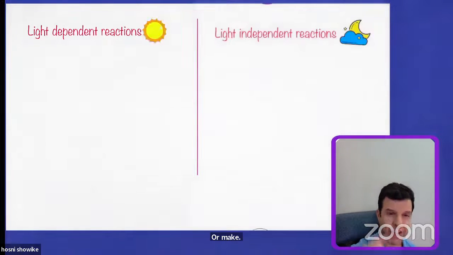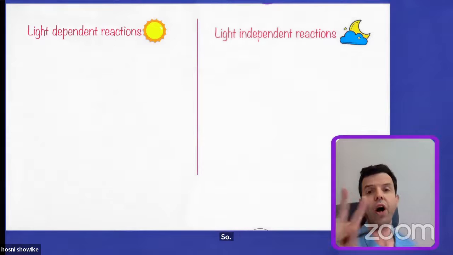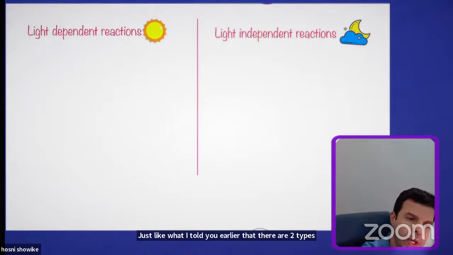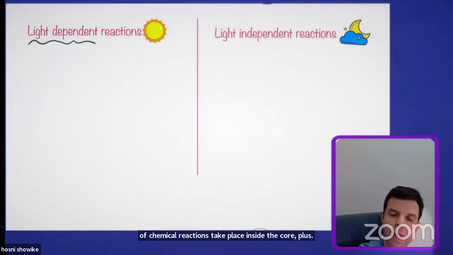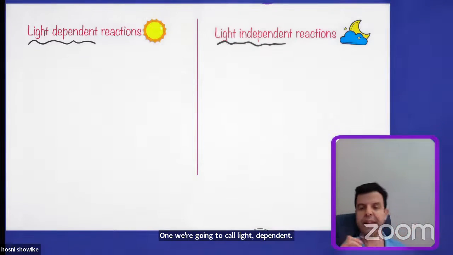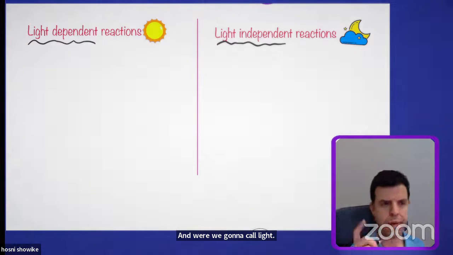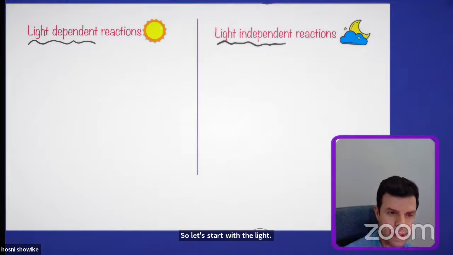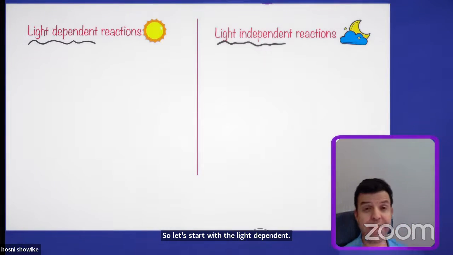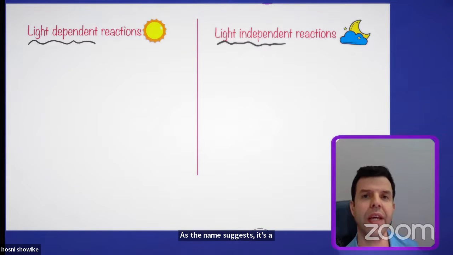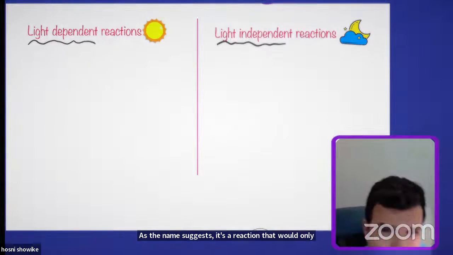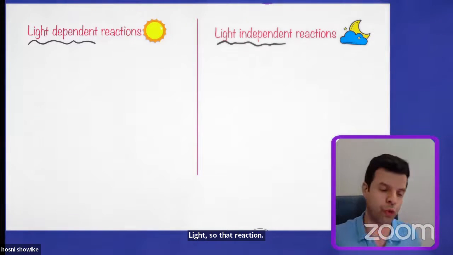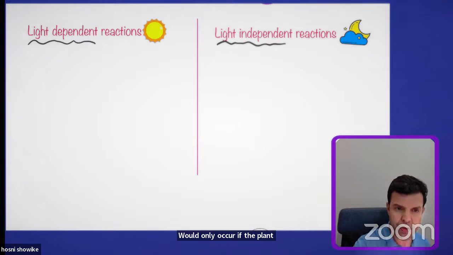So just like what I told you earlier, that there are 2 types of chemical reactions take place inside the chloroplast. One we're going to call light dependent, and what are we going to call light independent. All right? So let's start with the light dependent reaction. As the name suggests, it's a reaction that would only occur if there is light. So that reaction would only occur if the plant is exposed to sunlight. During this reaction, look what happens.